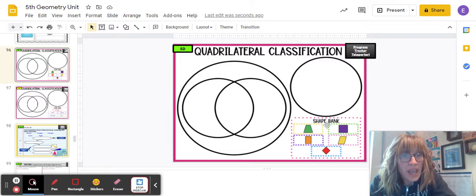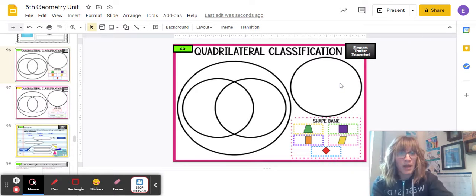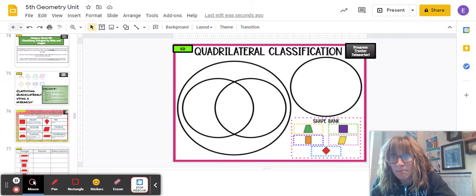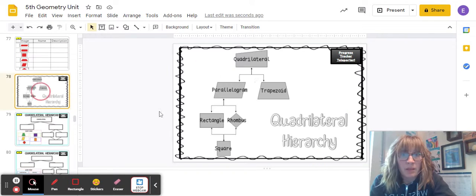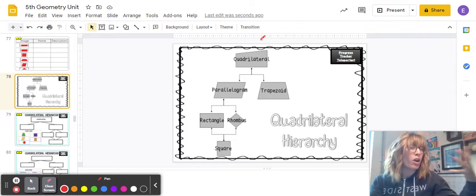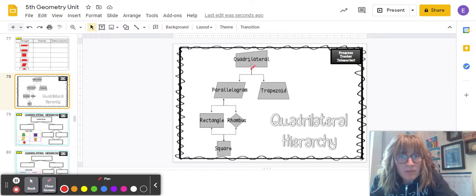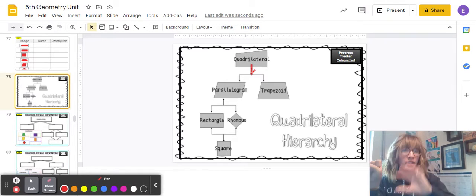So what we have down here is our shape bank, and we have the same shapes that we're familiar with, these same quadrilaterals. And so we're going to group these into these two different bubbles. So the initial bubble, the initial divide, is going to be just like on our hierarchy. Up here, we have our hierarchy, and we know that all the shapes that we are working with are quadrilaterals, right? Cool. So then we know that we have to take one of two routes.